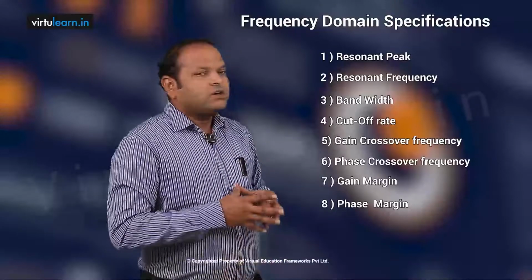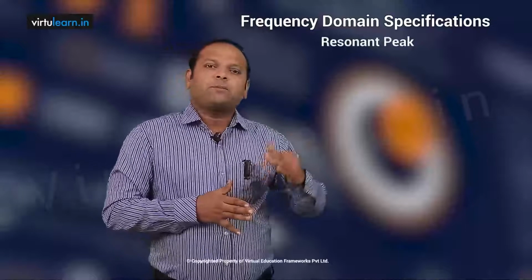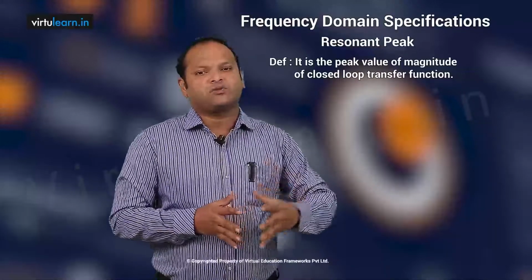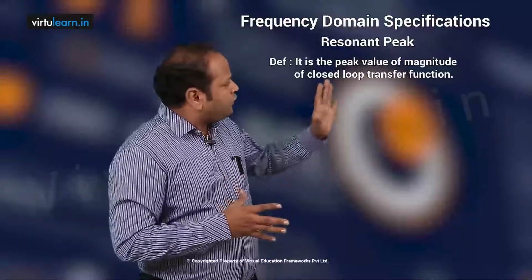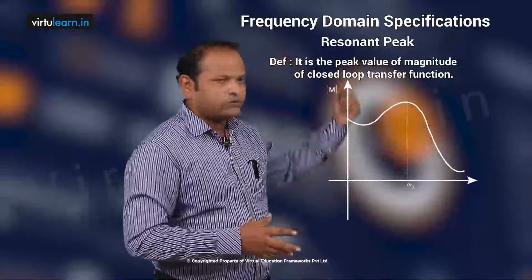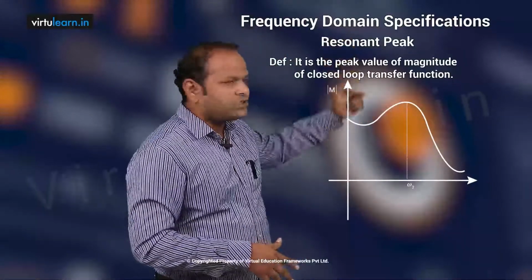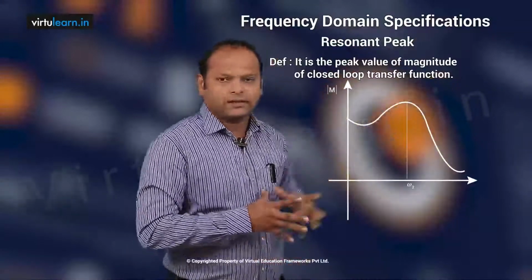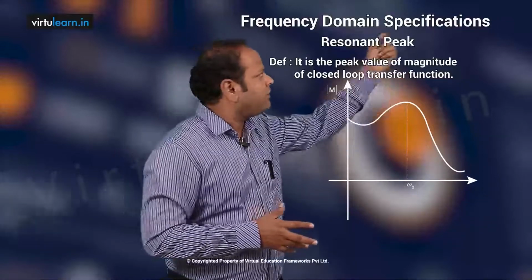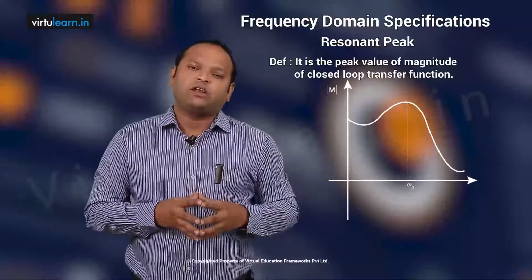Resonant peak. The resonant peak is nothing but the peak of the entire magnitude response of the system. If you look at the frequency response, omega versus the magnitude, when omega is varying from 0 to infinity, how the magnitude is varying, a typical graph is like this. So in this entire magnitude frequency response, what will be the peak value? The peak point is nothing but my resonant peak.